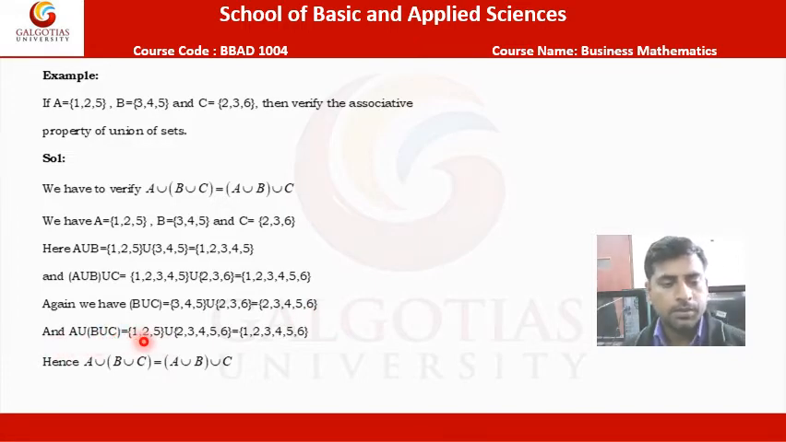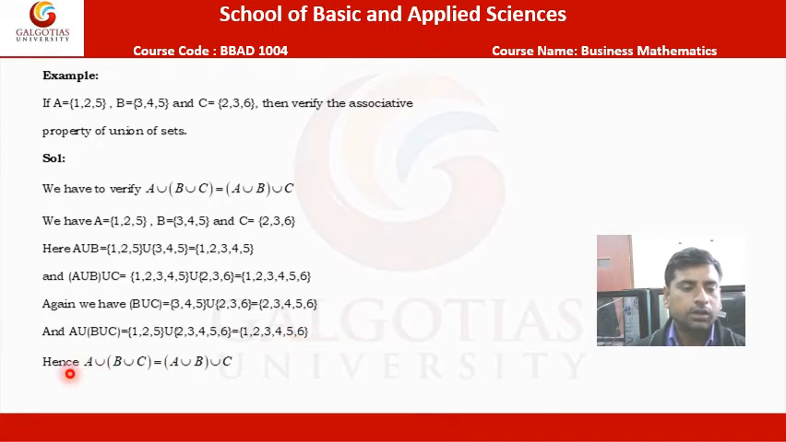Again, we will calculate B union C. So B union C will contain all the elements of B and all the elements of set C, and repeated elements will be taken only once. So here 3 is the repeated element. So B union C will contain the elements 2, 3, 4, 5, 6.